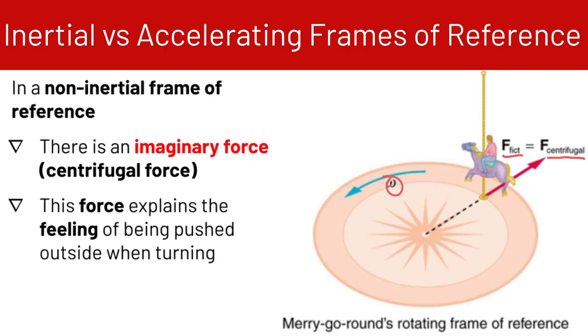So in a non-inertial frame of reference, that means a frame of reference that is accelerating, the person on the horse is in an accelerating frame of reference because they are turning constantly. Remember that in a frame of reference where you are constantly rotating around and around, you're changing direction constantly, so you're accelerating constantly. So you have this centripetal acceleration.